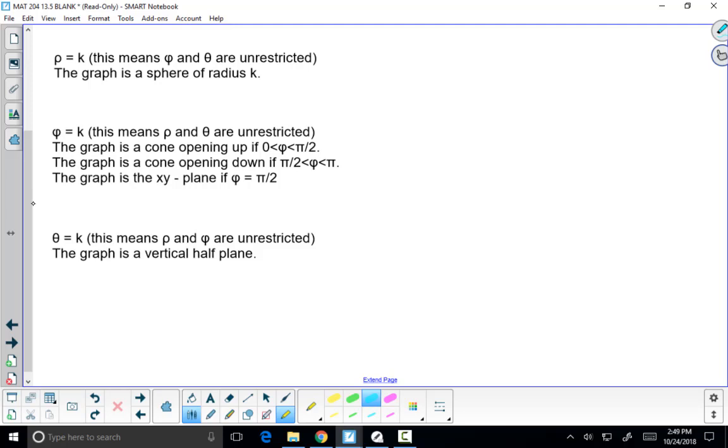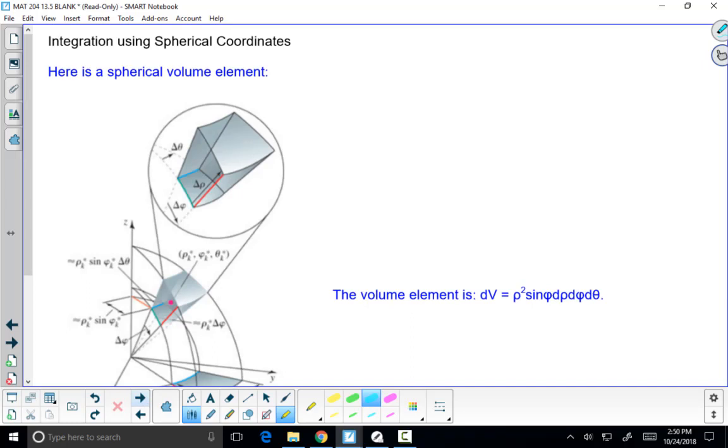Theta equals k. Same thing that we got before. We're going to get a half plane. So theta equals k. We rotate. Rho can't go negative, so we're going to get a half plane in the direction of the angle, the direction of the terminal ray for the angle. So theta equals k will be a half plane. Rho can't be negative, and r can't be negative. But phi, phi is 0 to pi, so it's not negative either. It goes 0 to pi. So there's no negative values for any of those coordinates.